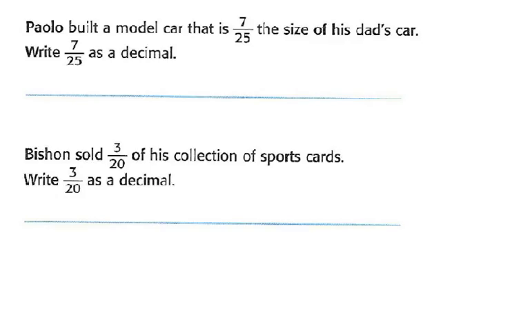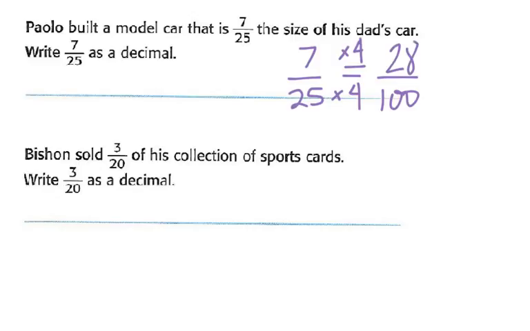Okay, Paulo built a model car that is 7/25 the size of his dad's car. We have to write 7/25 as a decimal. Well, I'm going to simply do the same thing I've been doing. I want to get 7/25 to a fraction that's equivalent with a denominator of 100. By now we should memorize that 25 times 4 equals 100, so therefore I'd multiply 7 times 4, which equals 28. So I can simply write 0.28. That is my equivalent fraction, or my decimal, of 7/25.